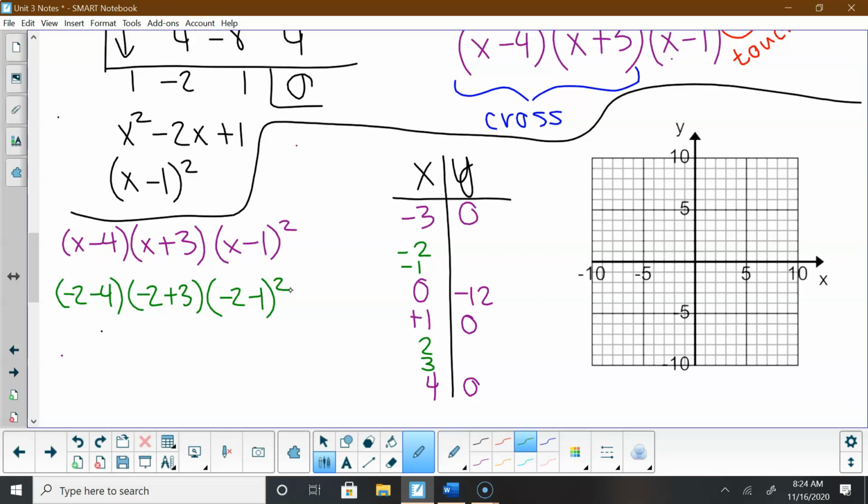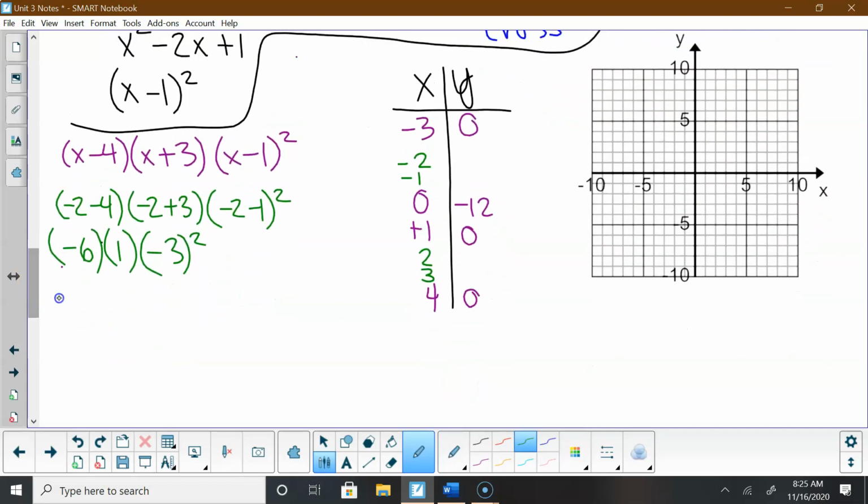So far, so good. So, what is -2 minus 4? Yep, -6. What is -2 plus 3? And then what's -2 minus 1? And I've got -3 squared. So I've really got to do -6 times 9. What's -6 times 9?